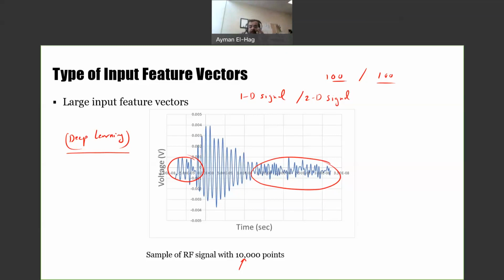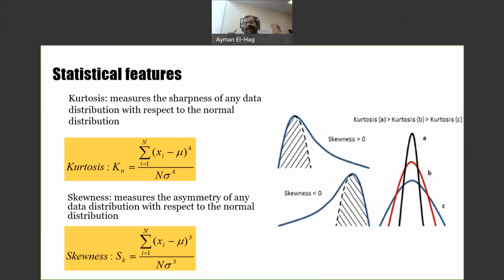For a 1D signal, there are 2 main classes of features that can be extracted. The first one is the statistical features. You can take the signal as it is and extract from it certain features like the variance and the standard deviation, but also you can take the kurtosis and the skewness. The kurtosis is a measure of sharpness. How sharp is the distribution of the data?